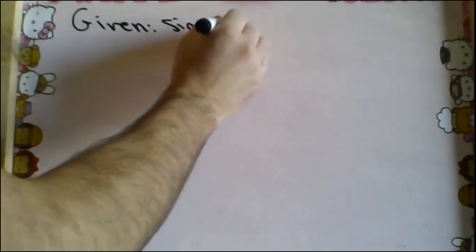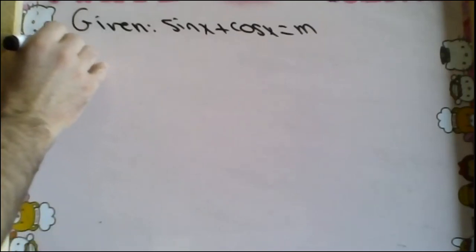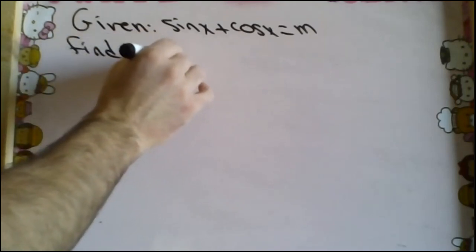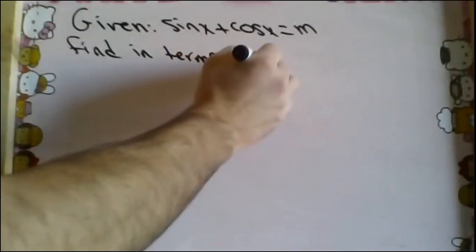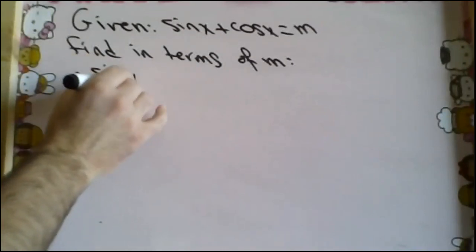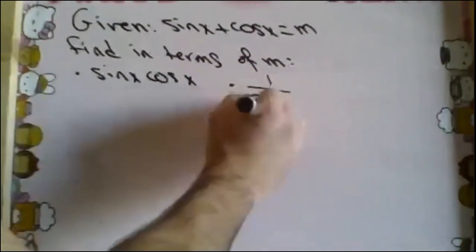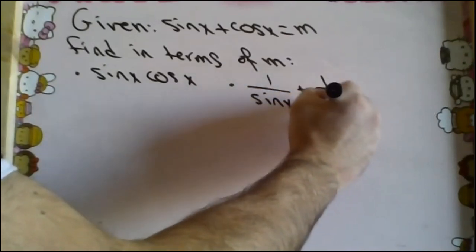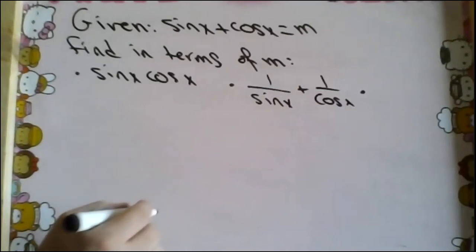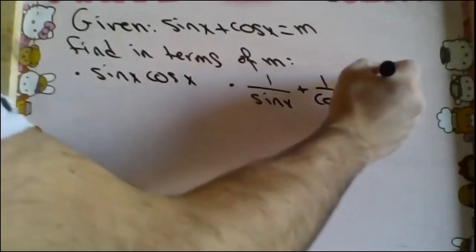Okay, given sin x plus cosine x is equal to a certain number m, find in terms of m: sin x cosine x; 1 over sin x plus 1 over cosine x; and the last one, tangent x plus cotangent x.